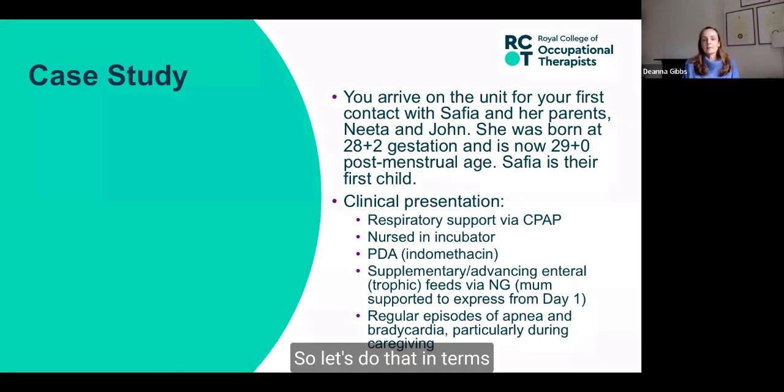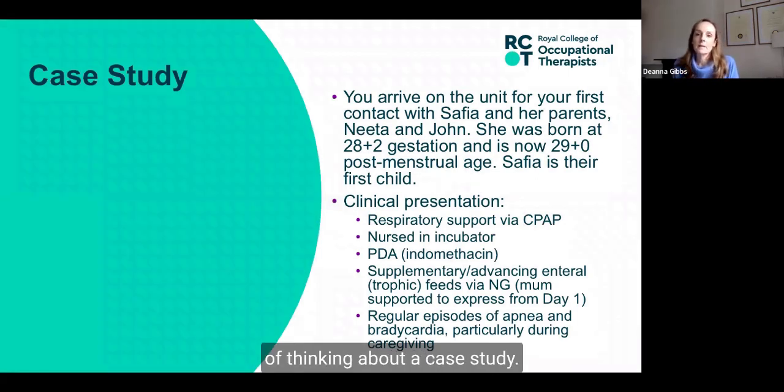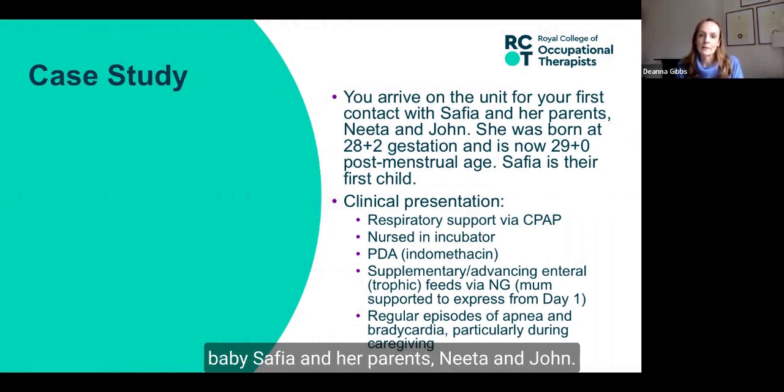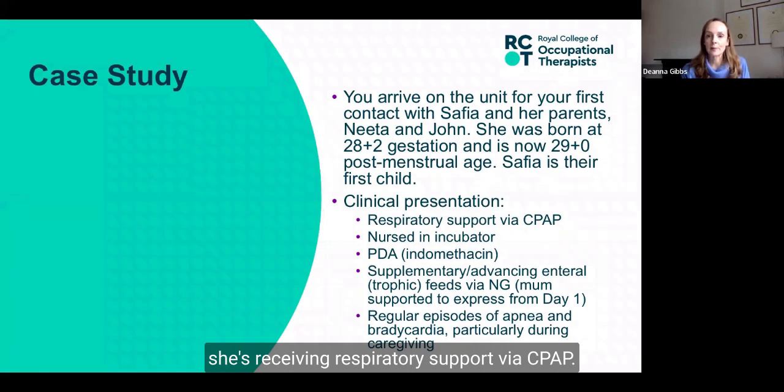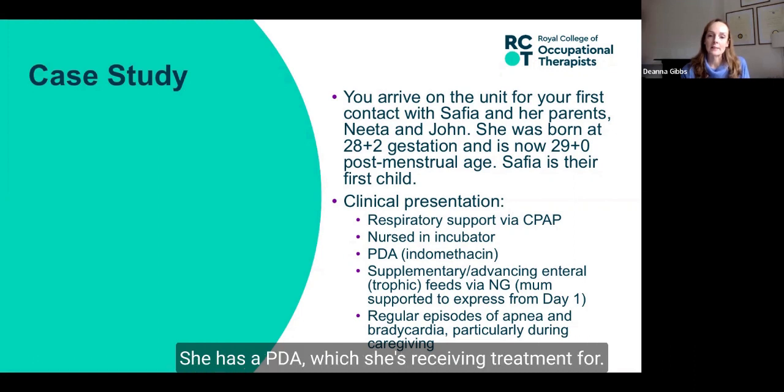So let's do that in terms of thinking about a case study. In this scenario, you're going to arrive on the unit for your first contact with baby Sophia and her parents, Nita and John. Sophia was born at 28 plus 2 weeks gestation. She's now 29 weeks postmenstrual age. Sophia is Nita and John's first child. In terms of her clinical presentation, she's receiving respiratory support via CPAP. She's being nursed in an incubator. She has a PDA, which she's receiving treatment for.